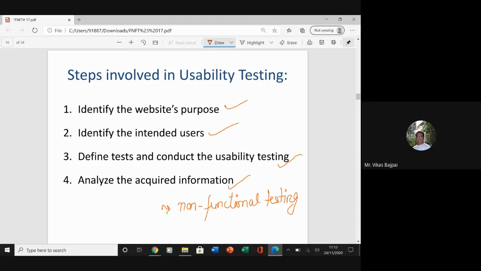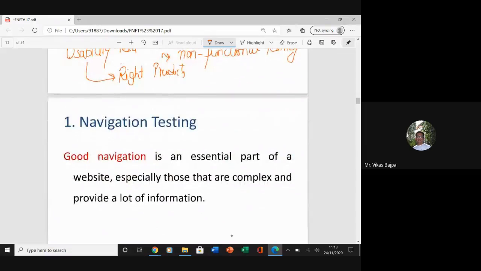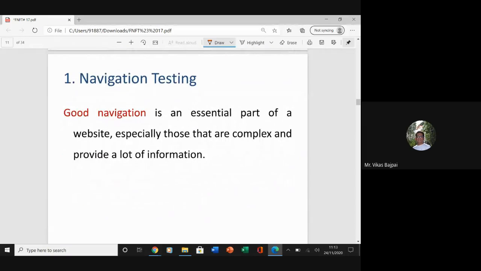So in some sense, your usability testing leads to the right products. Right, it leads to the right products. So it determines whether the testers can complete the task successfully and independently or not. One of the major parts of usability testing is the navigation testing.